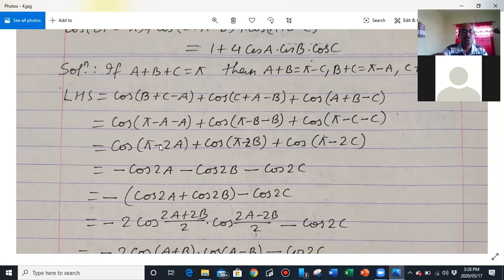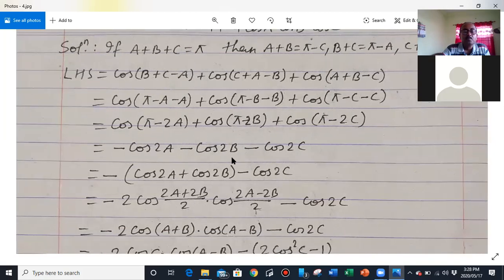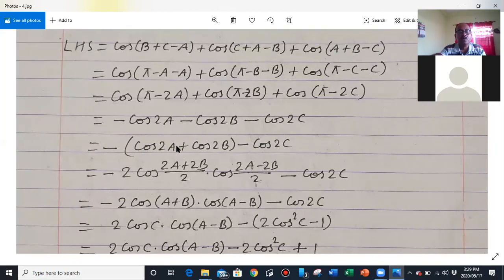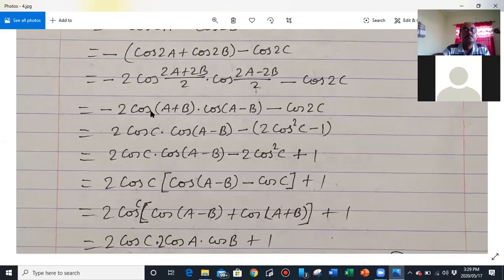So cos(pi minus 2a) plus cos(pi minus 2b) plus cos(pi minus 2c). You know cos(180 minus theta) is minus cos theta. So minus cos 2a minus cos 2b minus cos 2c. Now from the first two take minus common, cos 2a plus cos 2b. Again as before, cos C plus cos D, 2 cos (2a plus 2b)/2 into cos (2a minus 2b)/2, minus cos 2c. So now minus 2, after simplification, cos(a plus b) into cos(a minus b) minus cos 2c.